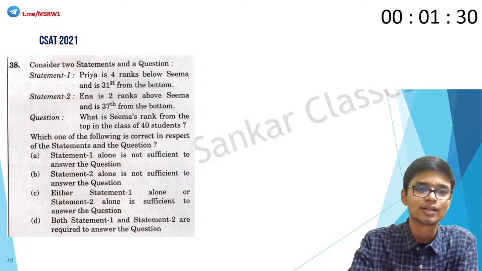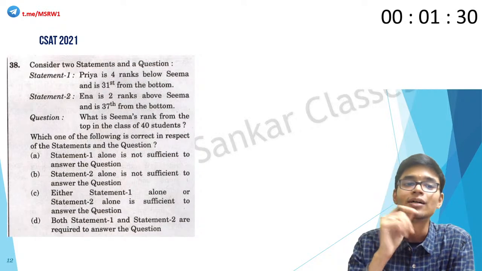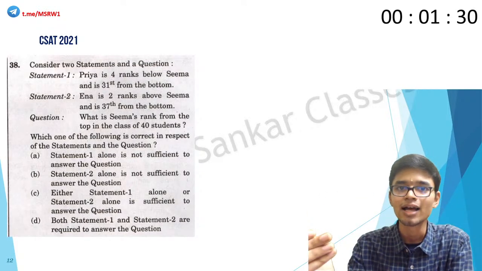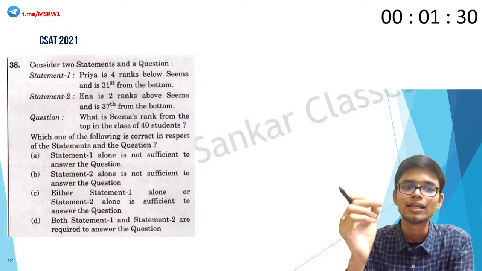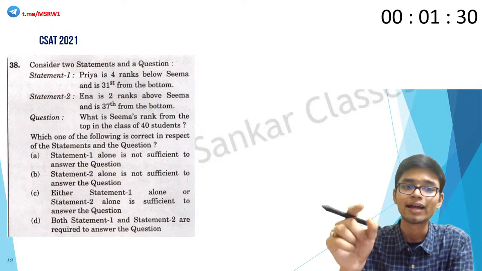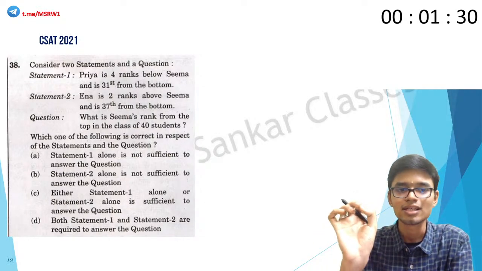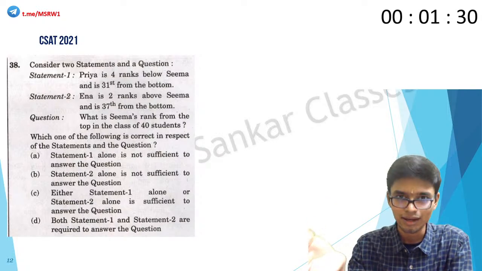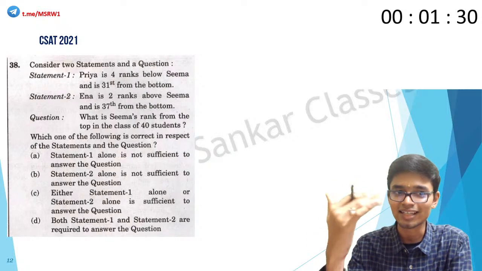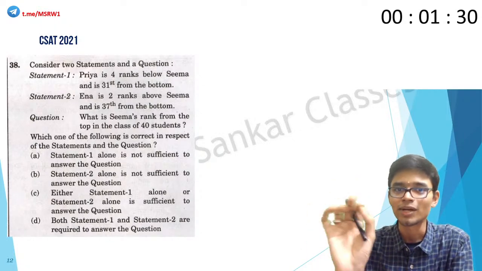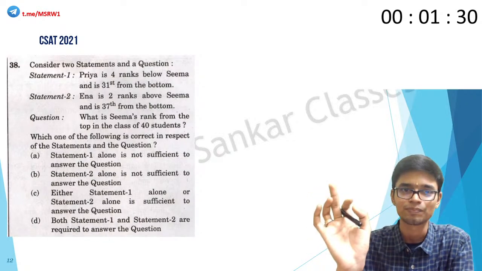Another one. Consider two statements and a question. Statement number 1 says, Priya is 4 ranks below Seema and is 31st from the bottom. Statement number 2 says, Ina is 2 ranks above Seema and is 37th from the bottom. Question asks, what is Seema's rank from the top in the class of 40 students? But that is not the question statement. Okay, these are the given statements. Question is, which one of the following is correct in respect of the statements and the question?